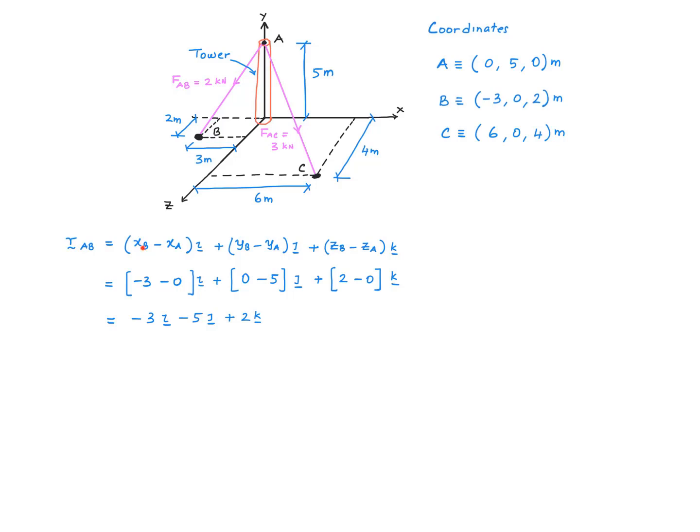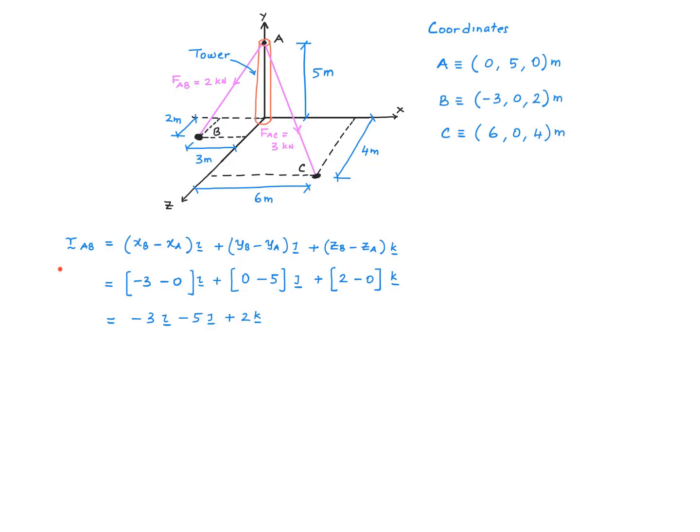Now it's fairly easy to substitute numbers for them because we already have them right here, right? xb is minus 3, so I have minus 3 here. xa is 0, so I have 0 here. yb is 0, and ya is 5, and zb is 2, and za is 0. So those are the numbers you see here. Simplifying, we get this for the vector RAB.